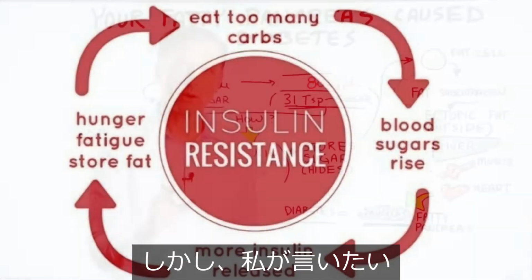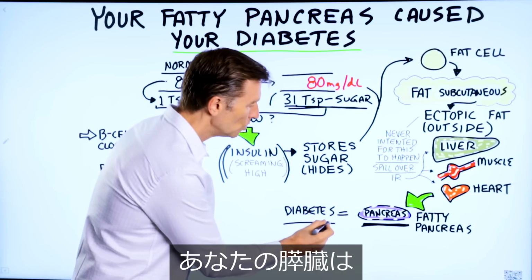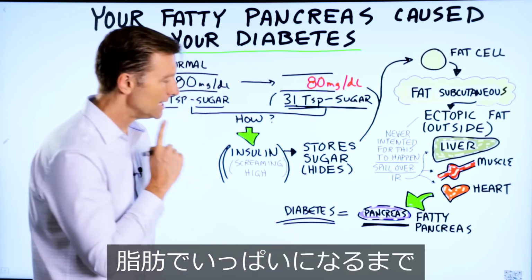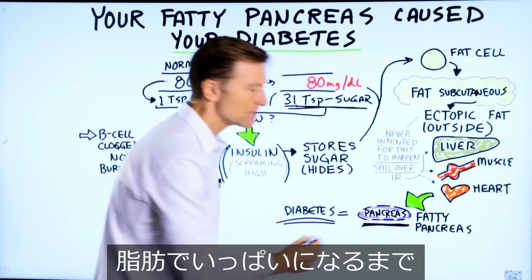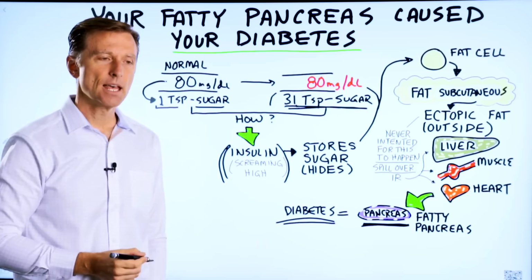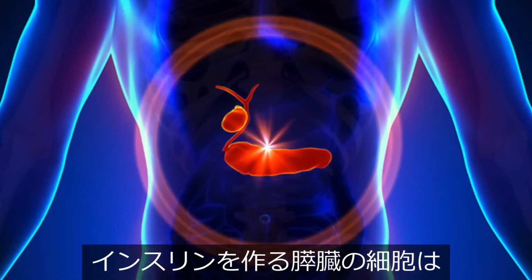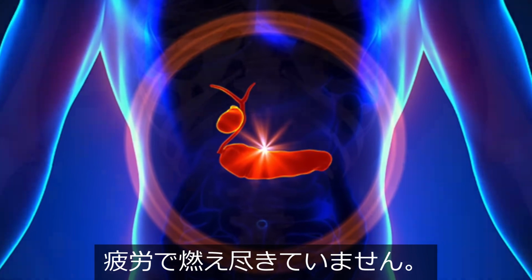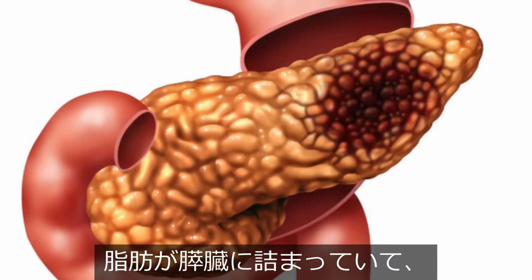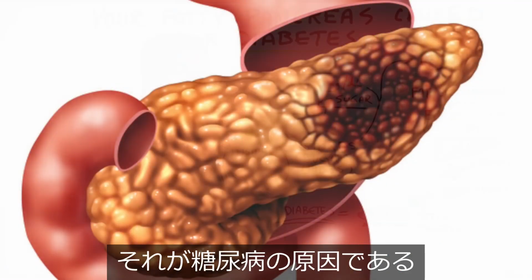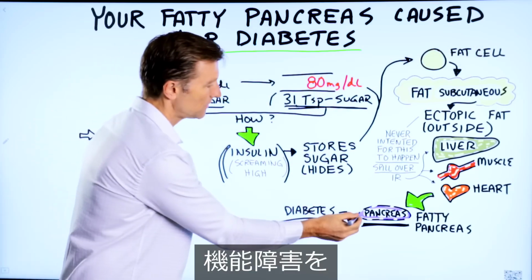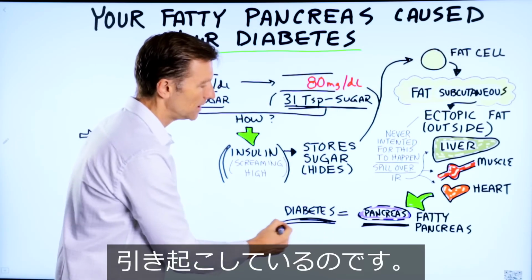But here's the big point I want to make. You won't really develop diabetes until the pancreas starts filling up with fat. It's not that the cells of the pancreas that make insulin are burning out. The pancreas is being clogged up with fat, and that is what's creating the dysfunction causing the diabetes.